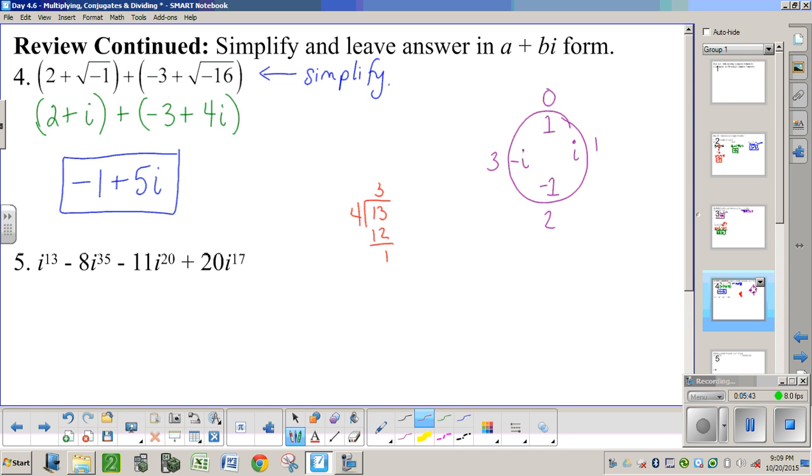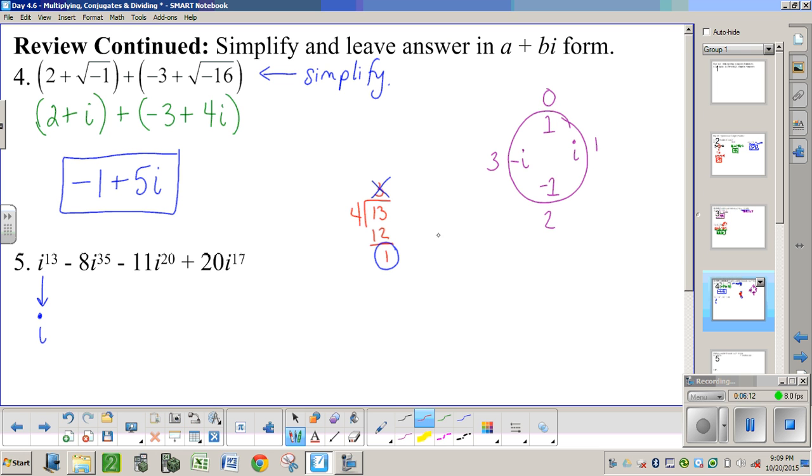So if you think back to when we first started talking about the imaginary unit, we said that it didn't matter how many times 4 divided into the number, it was the remainder that was important. So i to the 13th is the same thing as i to the 1st, which looking at our wheel of i, is equal to i. Now as I go through and simplify each one, every single one of those is going to result in 1, i, negative 1, or negative i.